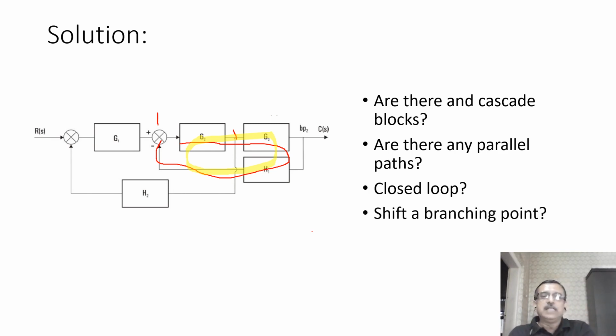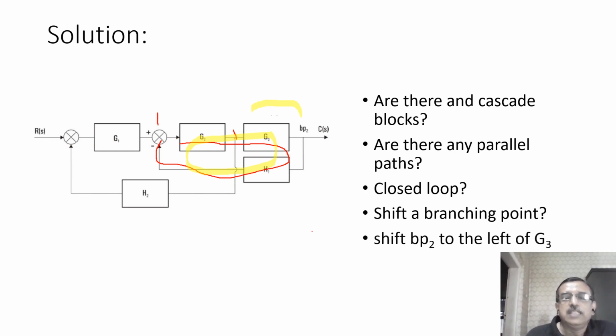So what should I do? Can I shift any branching point? Yes, I can shift the branching point. If I shift BP2 before G3, because you see the signal coming out of G3 will be a signal which is multiplied by G3. So if I shift this branching point to the left of G3, then we will get a loop. Is it okay? So this is a key point.